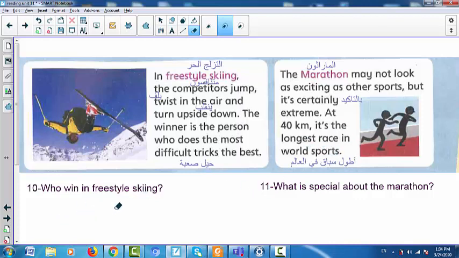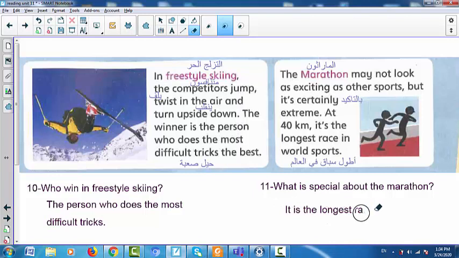Who wins in freestyle skiing? Yes, the person who does the most difficult tricks. What is special about the marathon? شو المميز فيه؟ It is the longest race in the world.